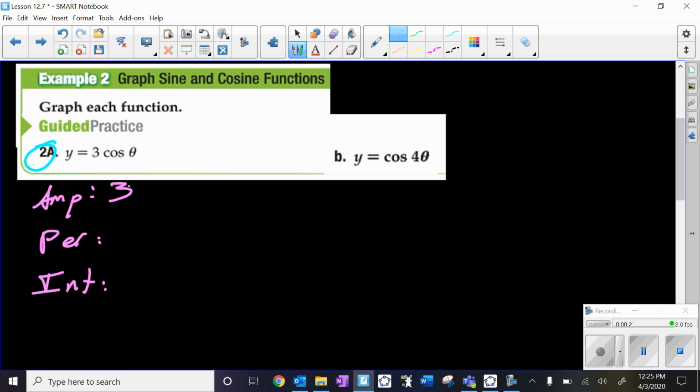Your amplitude is the same location as what sine was. It's a height of 3. A normal cycle is 360 degrees. So we take 360 divided by our b value, which is 1, which is 360.